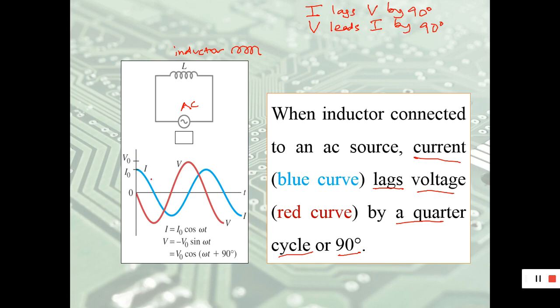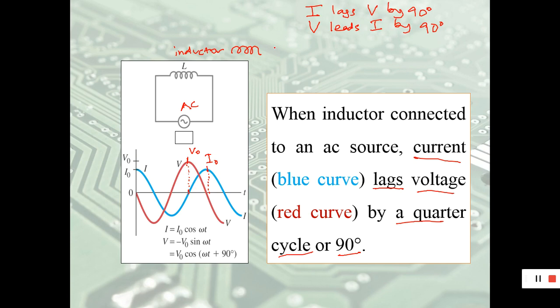For example, let's say we have a peak here at this point. You can see that V reaches the peak. V naught here. Where is the I naught? This is the I naught. We can see that V reaches the peak faster than I. And if we use the phasor diagram, we will find out that the phase difference is 90 degrees.